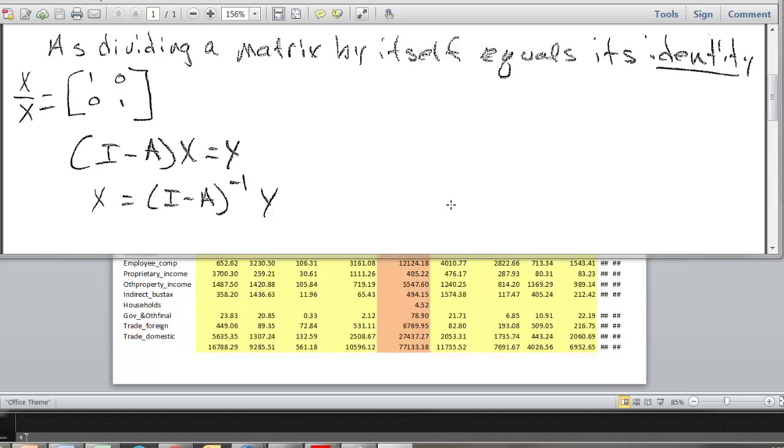And what we want to do is get x by itself. And so to isolate x, we take the inverse of I minus A. And so x equals I minus A inverse times y. Now this ends up being the critical formula that we use. This is what's called the Leontief inverse. And this is the critical formula that is the prerequisite to all input-output analysis.